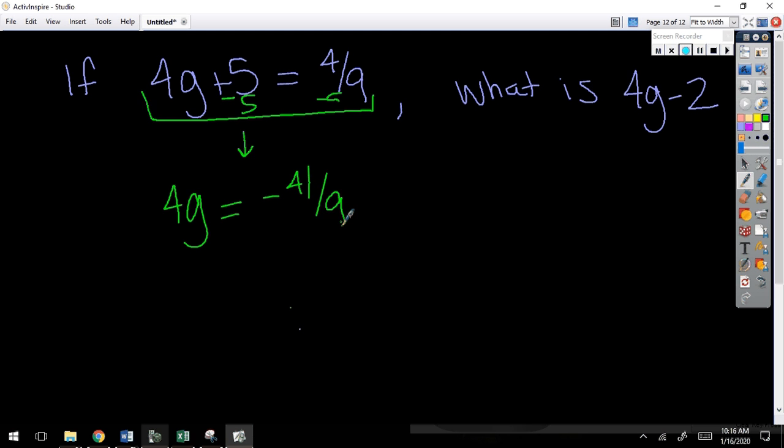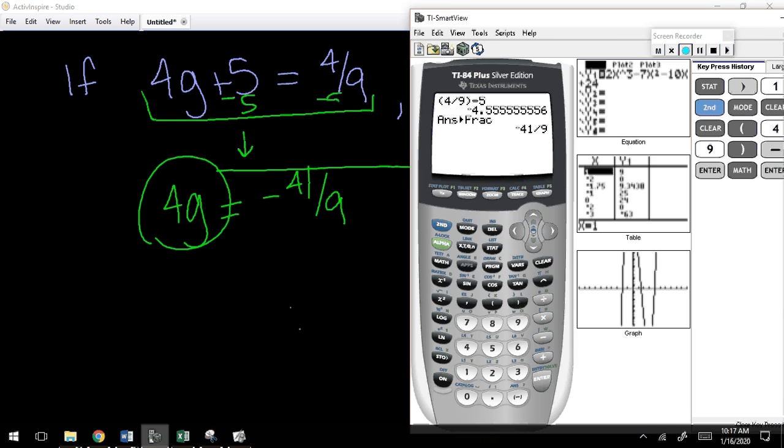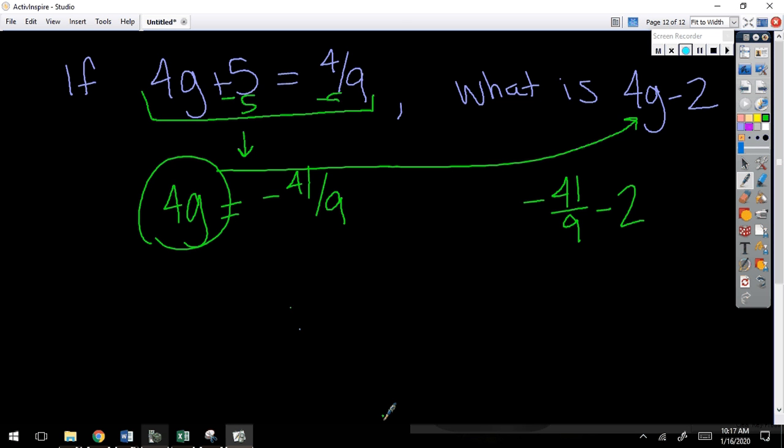And so the question was asked, could we just use this to plug in since this is already a 4g? And the answer is absolutely you could. So if I know that 4g is the same thing as negative 41 over 9, I need to now subtract 2 from that. Instead of going through this one and finding out what g is and plugging it back in here, this was already in the form 4g. And I know that 4g is negative 41 over 9.